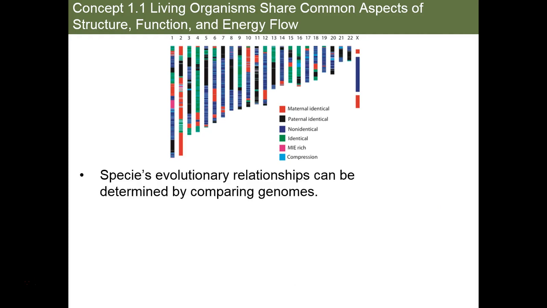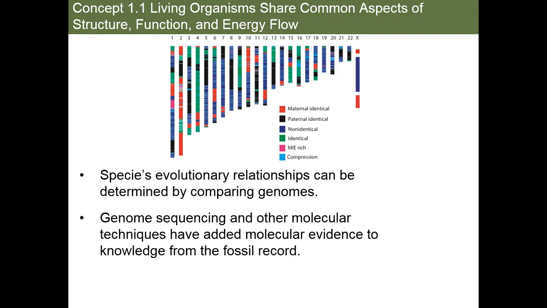A species' evolutionary relationship can be determined by comparing genomes. Genetic sequencing has also added molecular evidence to the fossil record. This molecular evidence has allowed scientists to create what are called phylogenetic trees. This type of diagram illustrates the evolutionary relationship among organisms.